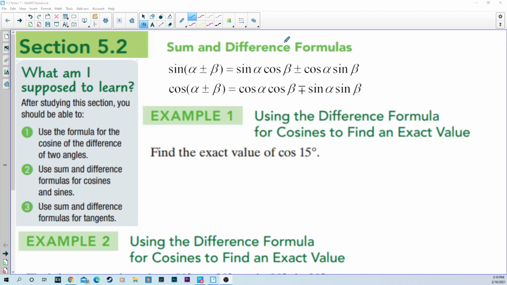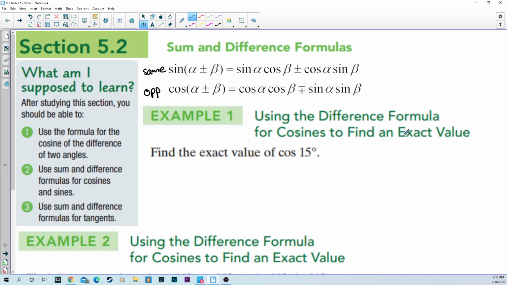Section 5.2, sum and difference formulas. We have the sine of alpha plus beta is the same as sine of alpha cosine of beta plus cosine of alpha sine of beta. So the pattern goes sine, cosine, cosine, sine, but notice that we have the same sign with sine. With cosine alpha plus beta, the pattern is cosine, cosine, sine, sine, but notice when we add the two here, we're going to subtract in the formula. So for cosine, we have the opposite signs.